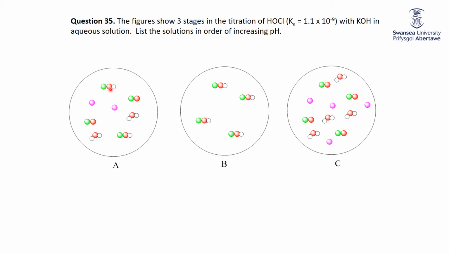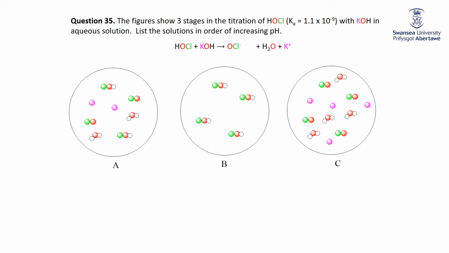O is usually red. H is usually white, so we got HOCl, so presumably Cl is green, and then the other thing that's floating around in the place is potassium, presumably those are the purple ones. Okay, so always identify what the little color key might be. Now, if we look at B here, all we've got is HOCl. That's the only thing that's in there, the reactant, HOCl.